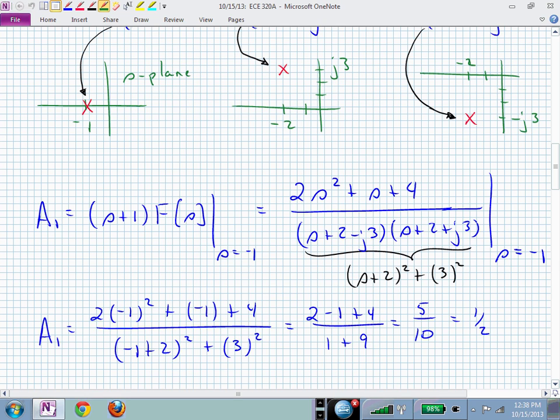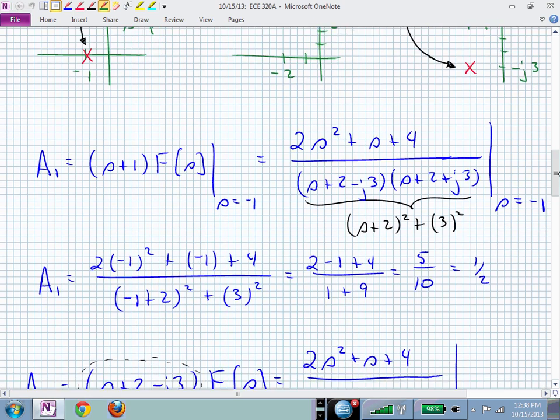Plugging in those numbers, and if you don't want to play with the complex numbers, you can remember that the factored form of s plus 2 minus j3 times s plus 2 plus j3 condenses down to this real expression, s plus 2 quantity squared plus 3 quantity squared. And now you can plug in s equal to minus 1, and that's pretty clean in the denominator, and you don't have to play with all of this complex algebra if you don't want to. If you do, that's fine. It should give you the same result. And we, I think, derived that last time.